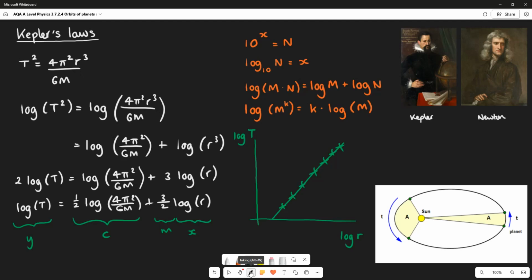You will not be tested on the derivation of this graph. You simply need to know that a log-log graph of period against radius produces a straight line result, and you should be able to sketch it, but you do not need to know how to arrive here. The reason I included this demonstration was for the benefit of those people who are also studying A-level maths.